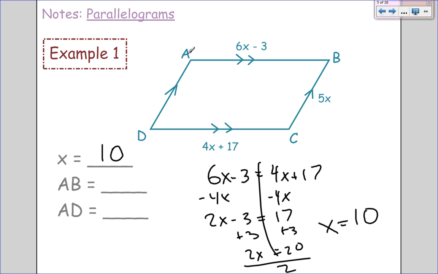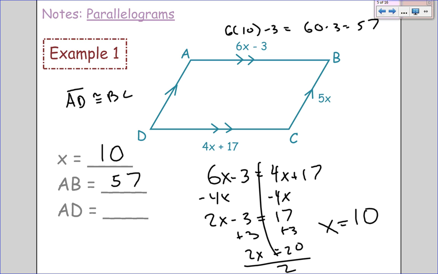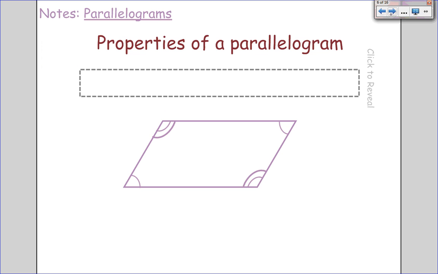Now to solve for AB, you just plug in. So 6 times 10 minus 3 equals 60 minus 3, which is 57. Now, it wants to know AD, and there's no information about AD. However, we know that AD is congruent to BC because opposite sides are congruent in a parallelogram. So BC is 5 times 10, which equals 50, so AD is also 50. Make sure you can set up those problems for opposite sides.